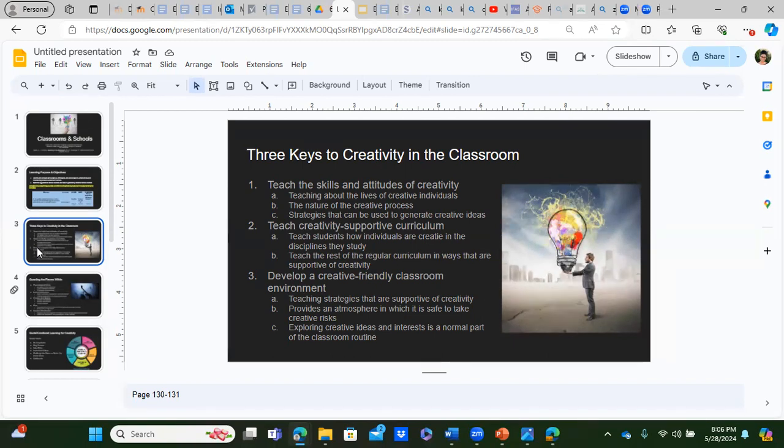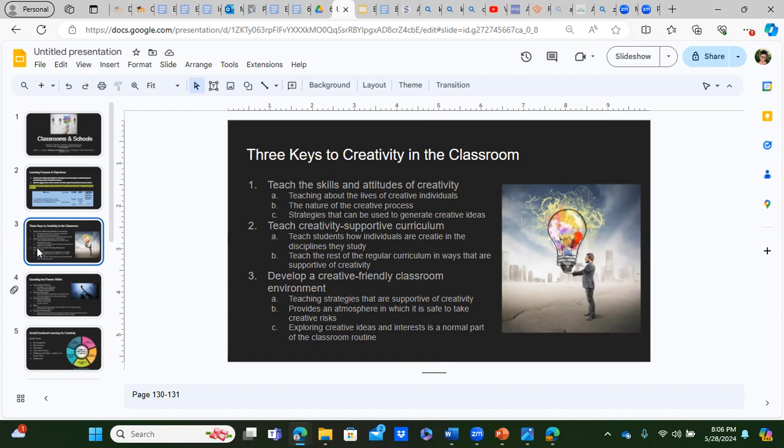And then, as you can tell, teaching to support creativity is not a part-time endeavor. It's not enough for students to know the content and skills that provide the grist and meal for creativity. They also need the third key, which is a creative-friendly classroom.